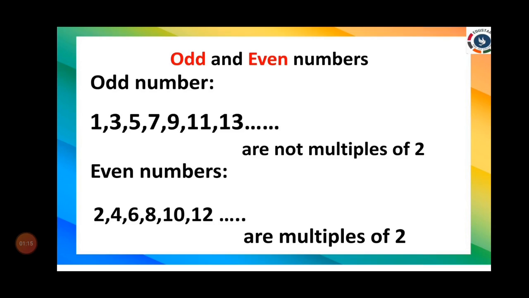Then I'm going to explain odd and even numbers. Odd numbers are 1, 3, 5, 7, 9, 11, 13. These are the numbers that are not multiples of 2. But the even numbers 2, 4, 6, 8, 10, 12 are the numbers that are multiples of 2.